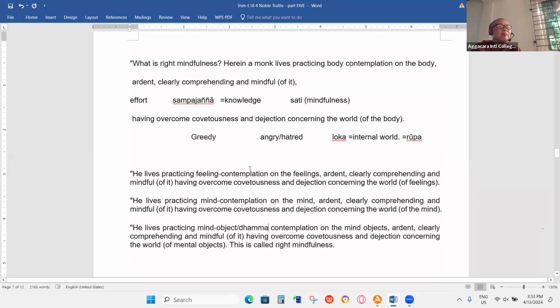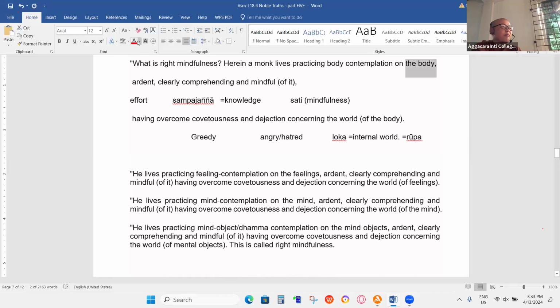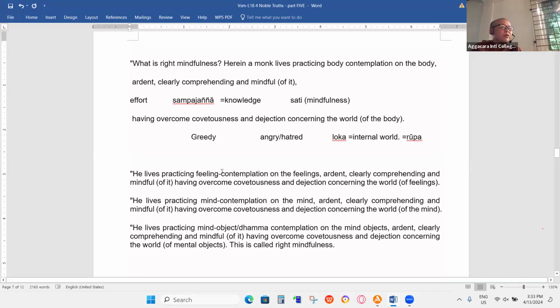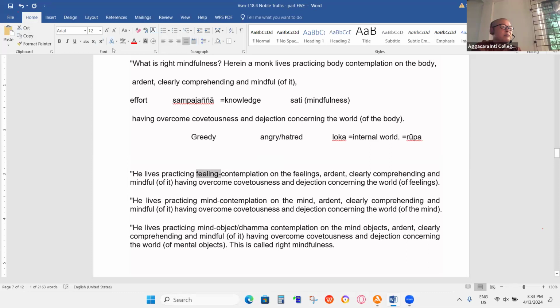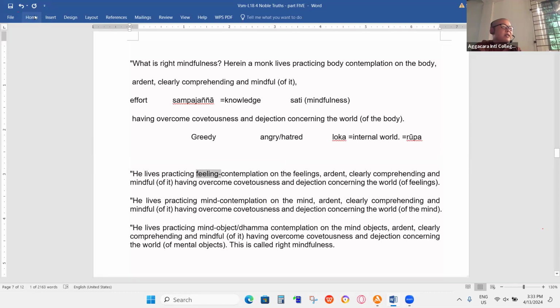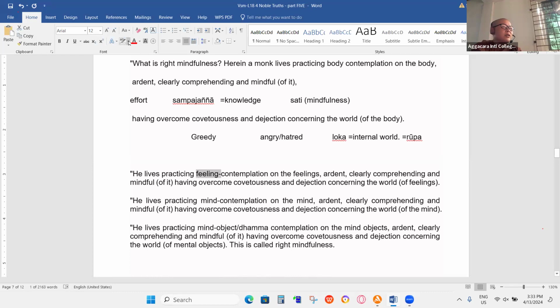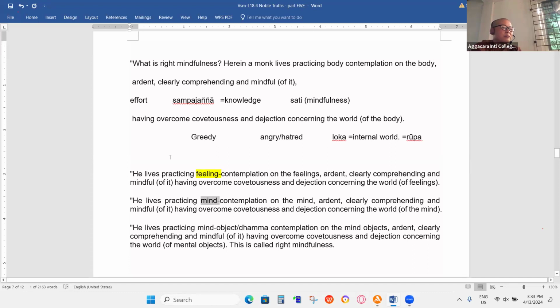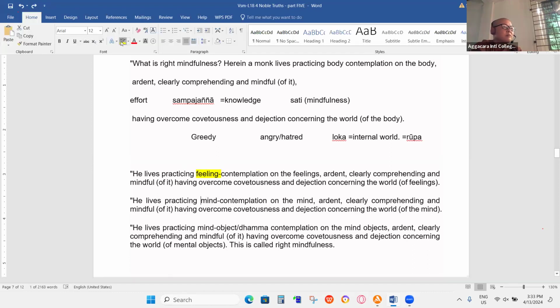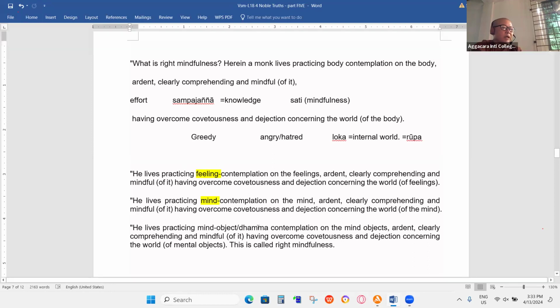So it's the Satipatthana: body, feeling, mind, Dhamma. So in any meditation you go to, especially a Vipassana center, the teacher will tell you about the four Satipatthana.